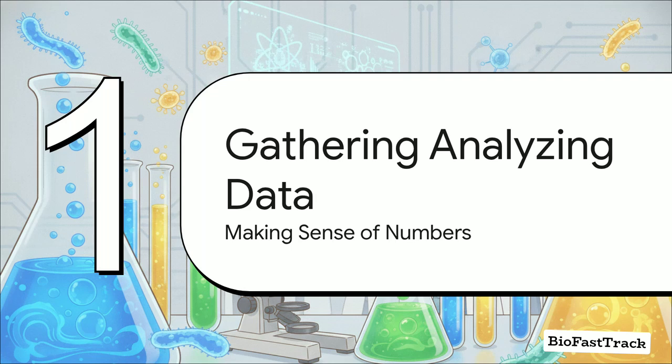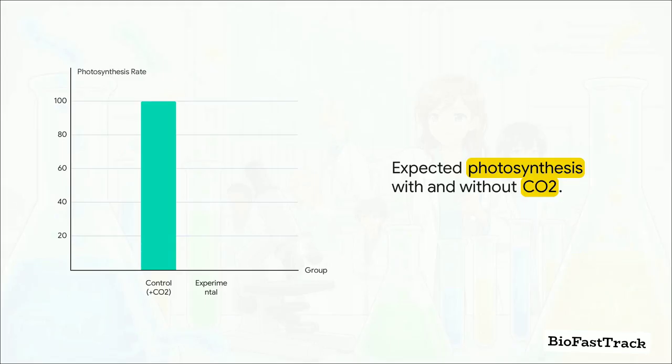Section 4. Gathering and analyzing data. Making sense of the numbers. Once that meticulous design is fully in place, this is where the experiment yields its results. To see if the hypothesis actually holds up, a biologist gathers quantitative data. Going back to our photosynthesis example, you'd measure the exact amount of glucose produced or oxygen released in both the control and the experimental groups. You're looking for a uniform or constant fact of nature here.